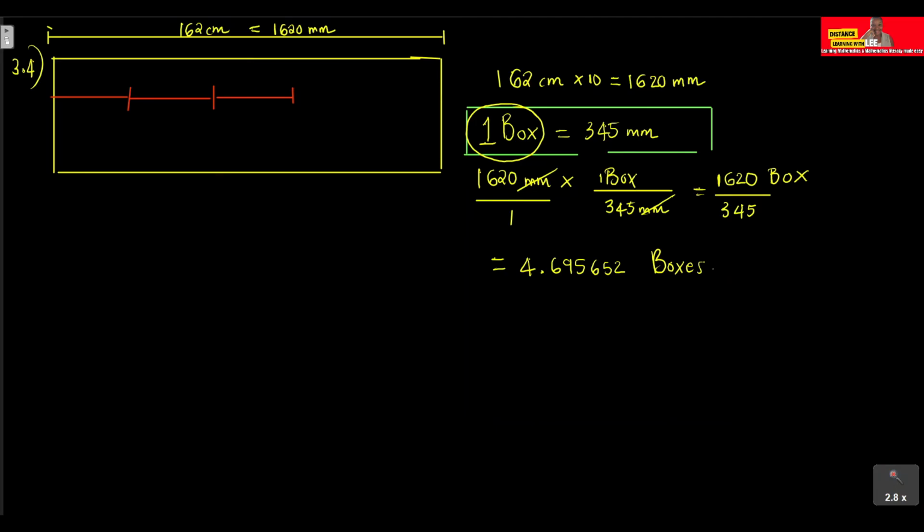Because you can't fit a full 5 boxes here, you're not just going to round off and say that you'll be able to fit in 5 boxes. No, if you say you're going to fit in 5 boxes, you're going to go over your limit. In this case, we are going to round down, which means we can only fit in 4 boxes.